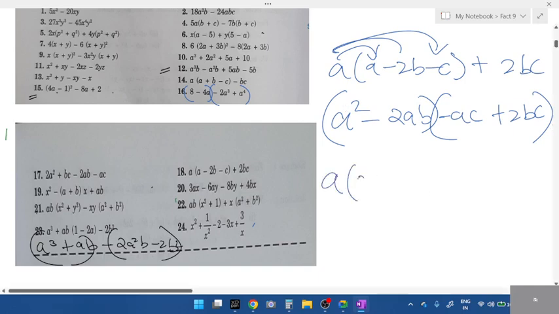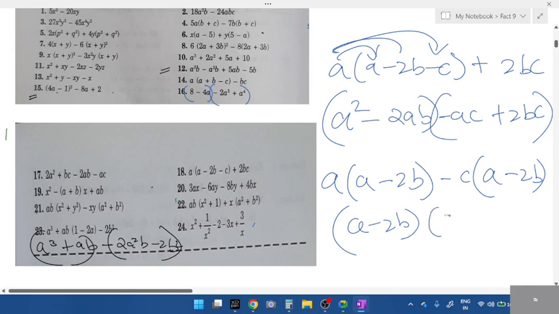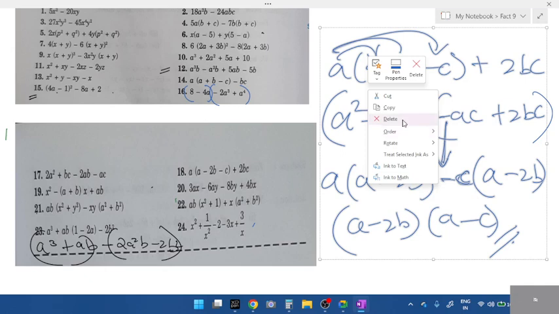What is common? A is common. You get A minus 2B. Simple, students. Be quick. Minus is common. C into A minus 2B. That's it. (A minus 2B) into (A minus C). First is what? Which side? Minus. Got it? Okay. Last question. We'll move on to the next exercise.